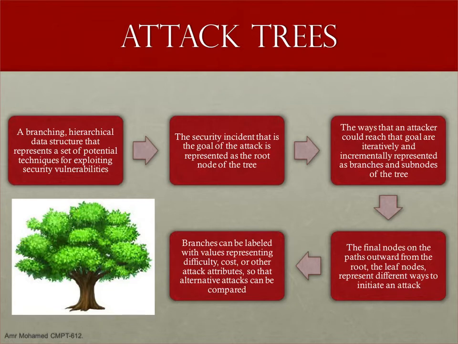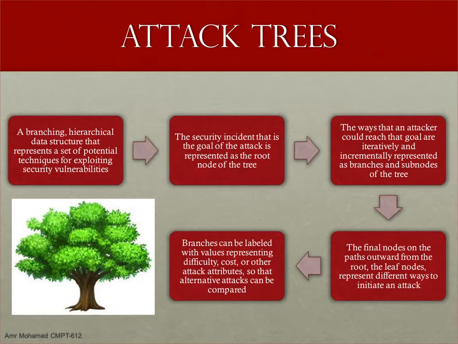So what I mean is, an attack tree may have OR and AND branches existing at the same time. So it's a branching hierarchical data structure that represents a set of potential techniques for exploiting security vulnerabilities. And usually what we do is divide the big objective into sub-objectives, and we divide the sub-objectives into further sub-objectives until we get to the terminal nodes of the tree. The terminal nodes would be very clear and precise steps or techniques, like for example, cryptanalysis, like for example, sniffing the password.